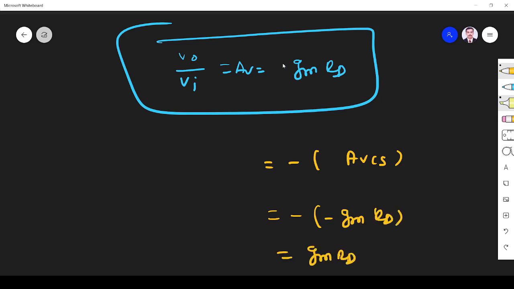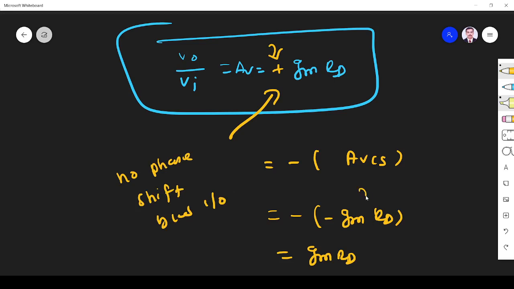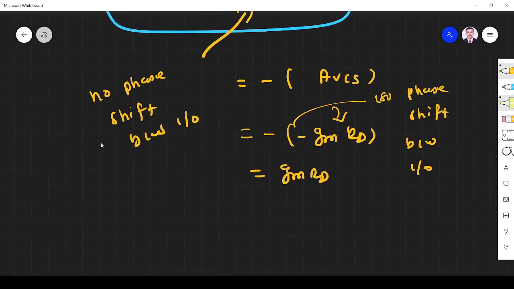So from this, what I understand here, we have plus. That means no phase shift between input and output. In common source, there is 180-degree phase shift between input and output. That is the only difference, right? Magnitude wise, there is no change in gain of common source and the common gate amplifier. Only phase will change. Common source will introduce 180-degree phase shift. Common gate will not introduce any phase shift.